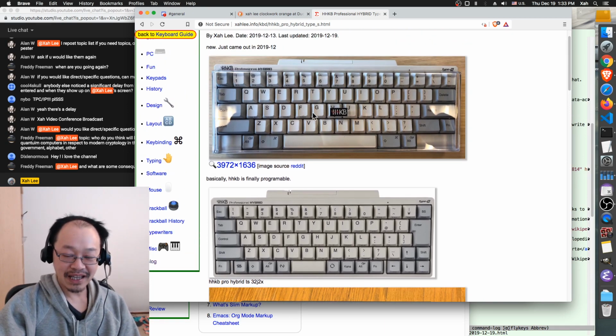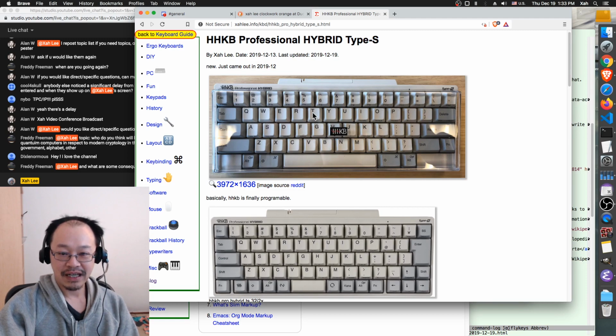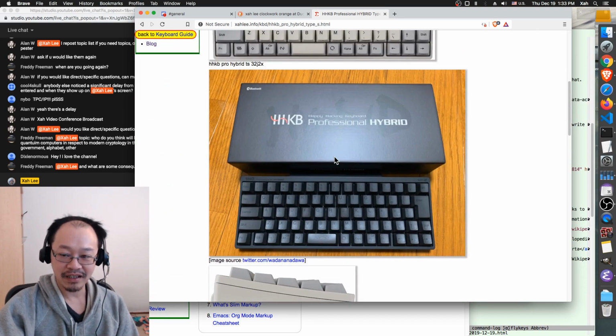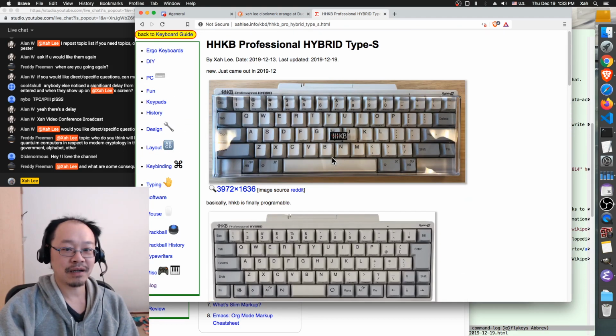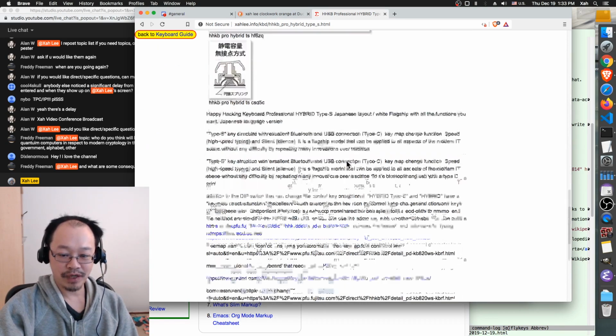So anyway, this new version of the Happy Hacking Keyboard you can buy in Japan right now. And what's new about it? Well, finally, the Happy Hacking Keyboard is now programmable. So you can reprogram the keys by firmware.